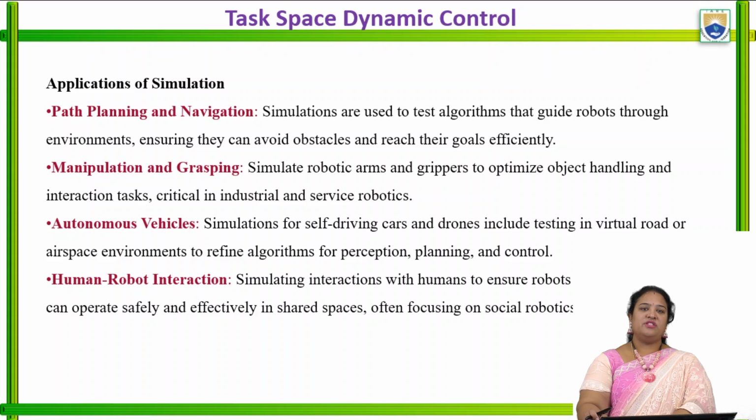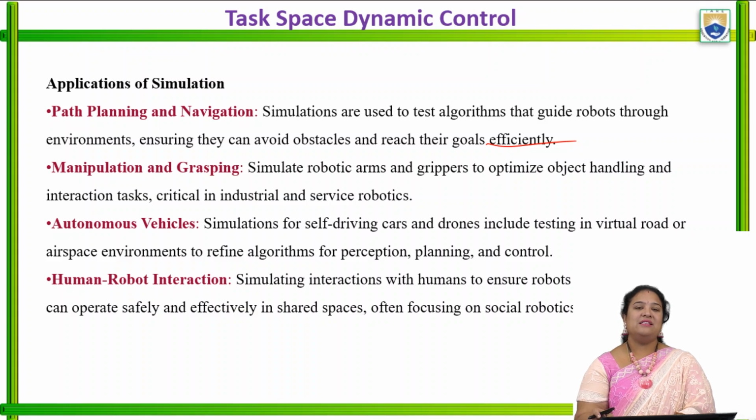The applications of simulation are generally path planning and navigation, manipulation and grasping, autonomous vehicles, or human-robot interaction. What do we mean by path planning and navigation? Generally, this is used for testing the algorithms that guide the robots through different environments, ensuring that they avoid the obstacles and reach the goal easily and effectively. That is known as path planning. Whereas manipulation and grasping means that when we come across robot arms or grippers, we need to optimize object handling and interaction tasks, which are critical in industries and service robots.